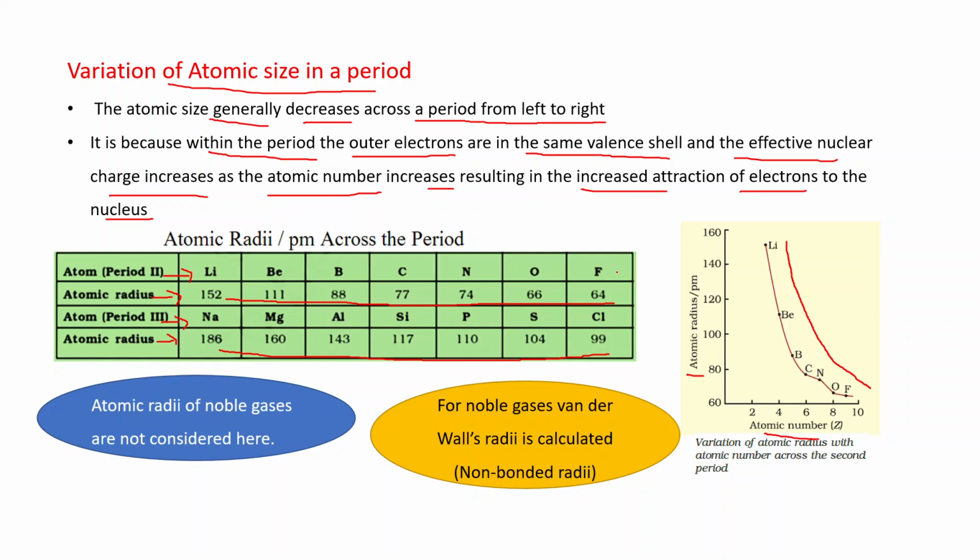Now, after fluorine and chlorine, that is after the halogens, noble gases are there. But the atomic radii of noble gases are not used to compare with other elements. Why? Because for noble gases, van der Waals radii are calculated, and van der Waals radii are non-bonded radii. While for the remaining elements, we use the covalent radius or metallic radius, and both are regarded as atomic radius. That's why van der Waals radii are not compared with the atomic radii.